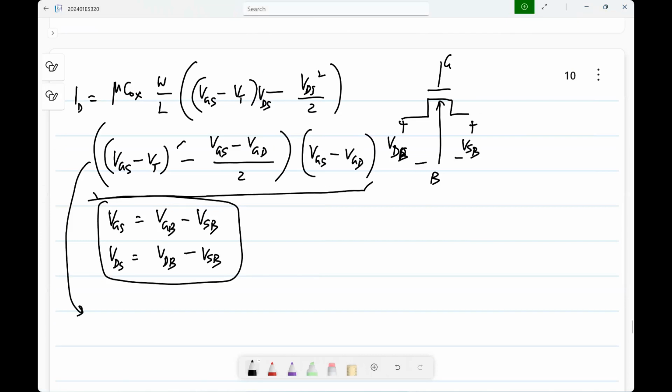So this whole thing can be changed into half of, sorry. Again, I inverted the sign.